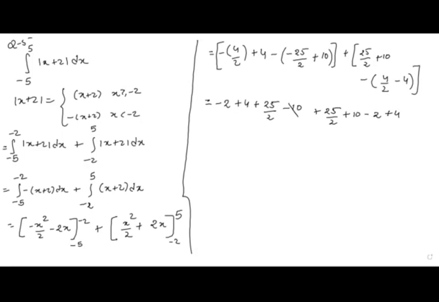So this minus 10 plus 10 will get cancelled out. This will be 4 minus 2 will be 2, 4 minus 2 will be 2, 2 plus 2 it will be 4, plus this will be 50 by 2, that is 25. So final answer is 29.